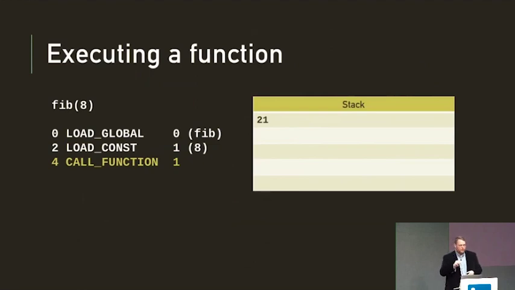There are actually three ways of calling a function in Python because, you know, there should be one and only one way to do it, right? So call function is for calling a function with only positional arguments. There's one called call function KW, which is for a function that involves keyword arguments. It pushes the positional arguments, then the values of the keyword arguments, then a tuple containing the names of the keyword arguments, pops them all off the stack and executes it.